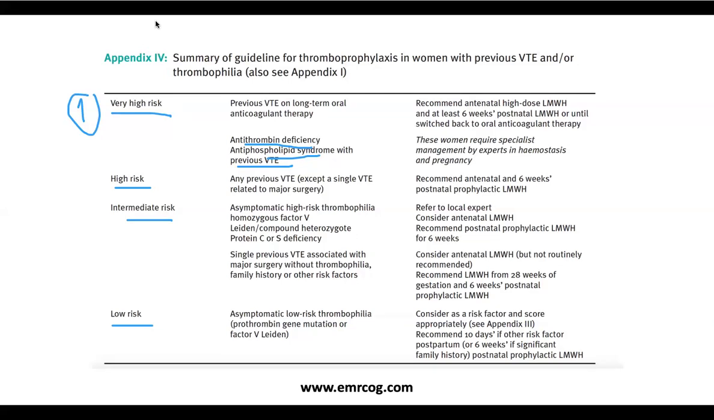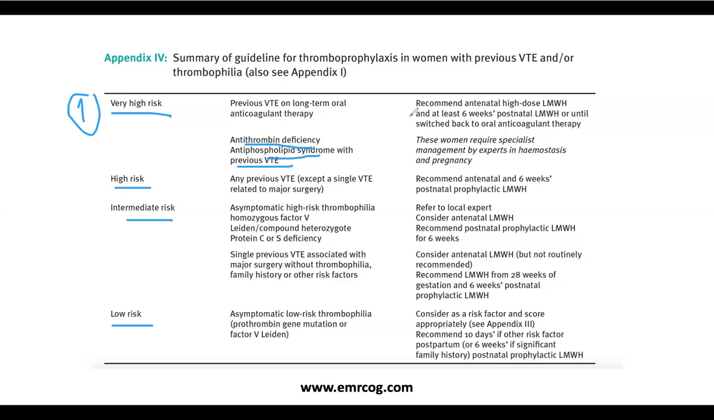Or a woman with thrombophilia, but manifestation of the thrombophilia is there. So personal history of VTE plus thrombophilia gene, okay? That's why we called the asymptomatic thrombophilia, okay, as high-risk thrombophilia, as intermediate risk, or the asymptomatic low-risk thrombophilia is a low risk. So see, thrombophilia can be a very high risk if associated with history of VTE, or can be intermediate or a low risk accordingly, if no symptoms before.